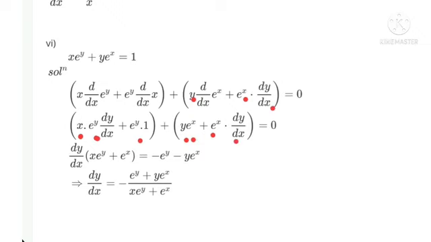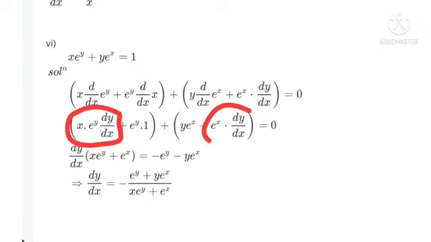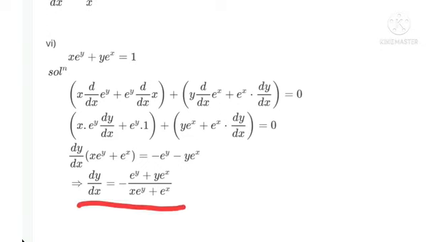Now we have to find dy by dx. So collect dy by dx terms, here is dy by dx and here is dy by dx. So take dy by dx common. So what remains? x e raised to y plus e raised to x is equal to minus y e raised to x, and here minus e raised to y. From this you calculate dy by dx is equal to minus e raised to y minus y e raised to x upon x e raised to y plus e raised to x.